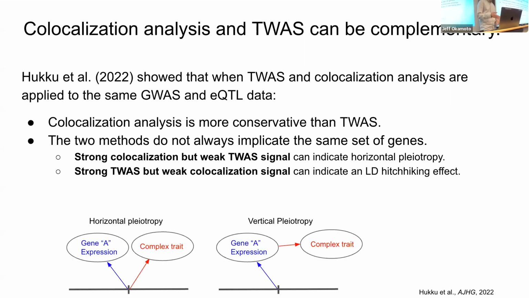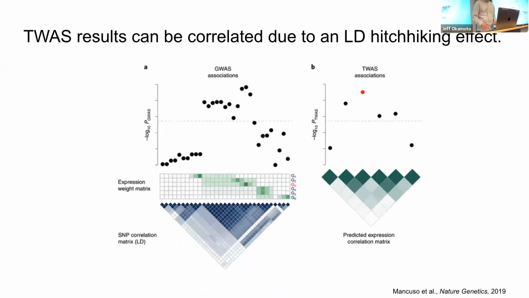So down here, we have a cartoon to show the difference between horizontal pleiotropy and vertical pleiotropy. So basically, we want to filter out those cases that might indicate horizontal pleiotropy because we don't have any causality really going on between the gene expression and the complex trait. So the punchline here is we want genes to both have a strong colocalization signal and TWAS signal. Okay, so what did I mean by LD hitchhiking effect?